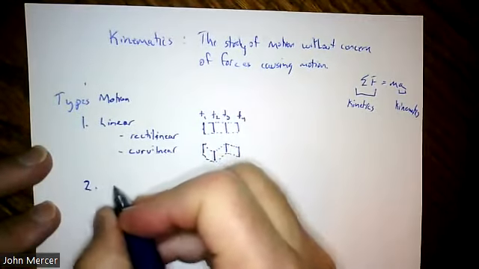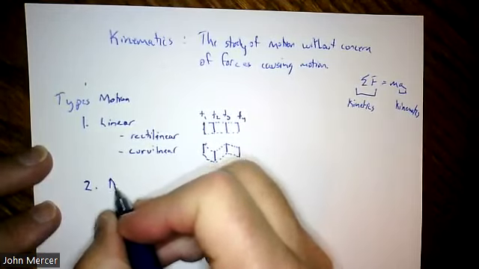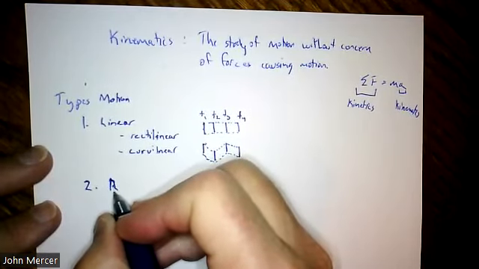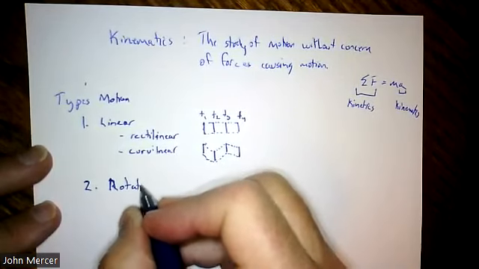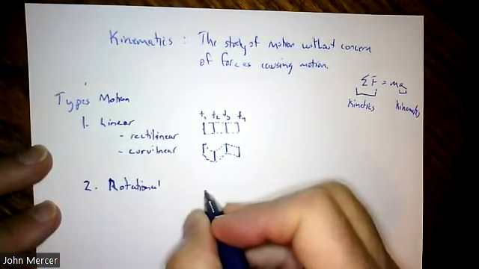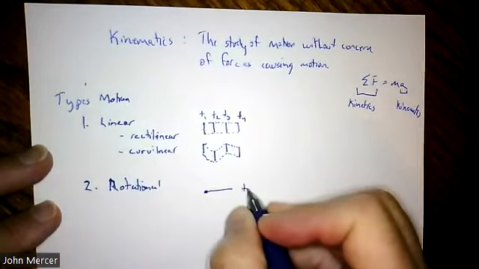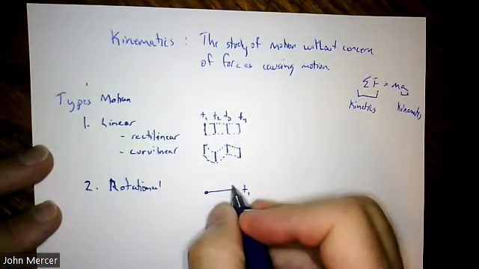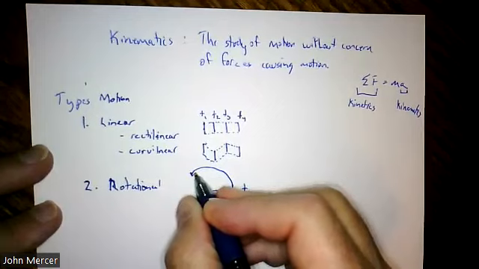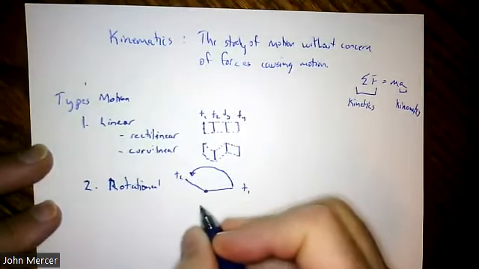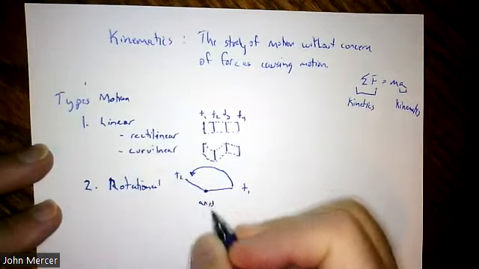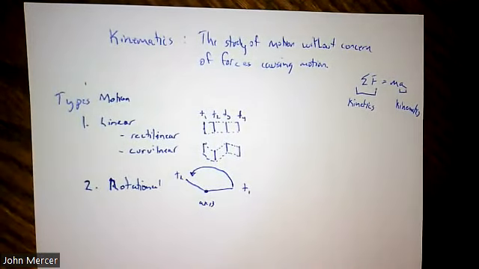The second type of motion is angular, or rotational. And this is movement about an axis of rotation. So if this is time one, and we rotate this object over to somewhere else, time two, we have our axis of rotation, and the object rotates around that axis.